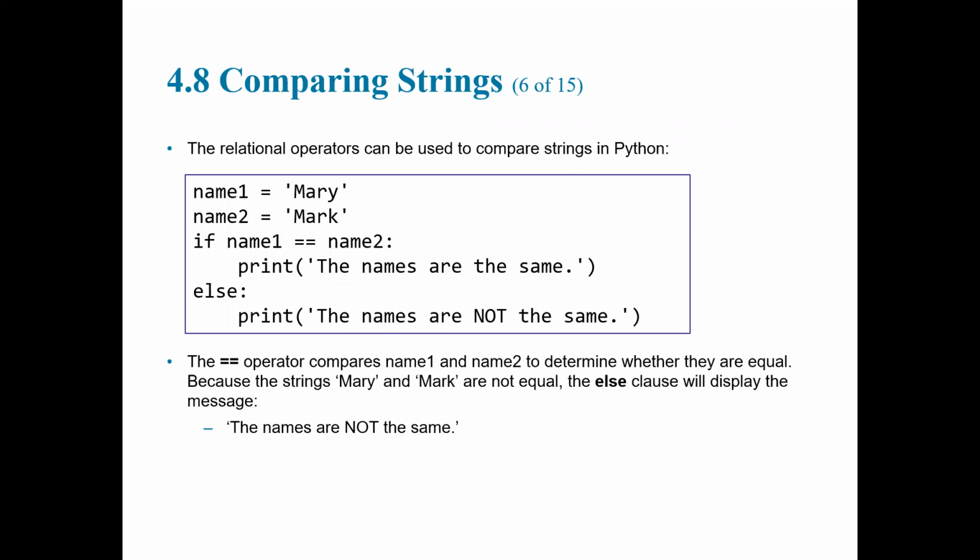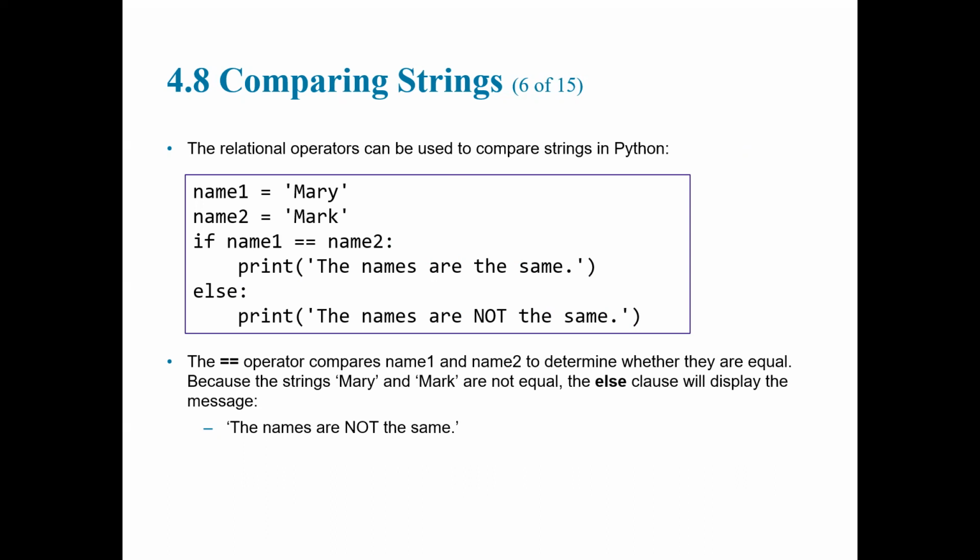Relational operators can be used to compare strings in Python. Here we have Mary being assigned to name 1, Mark being assigned to name 2, and then we perform a test for equality. So if name 1 is equal to name 2, notice if I were to just put 1 equal sign there, I would be assigning name 2 to name 1, and we don't want that in this case.